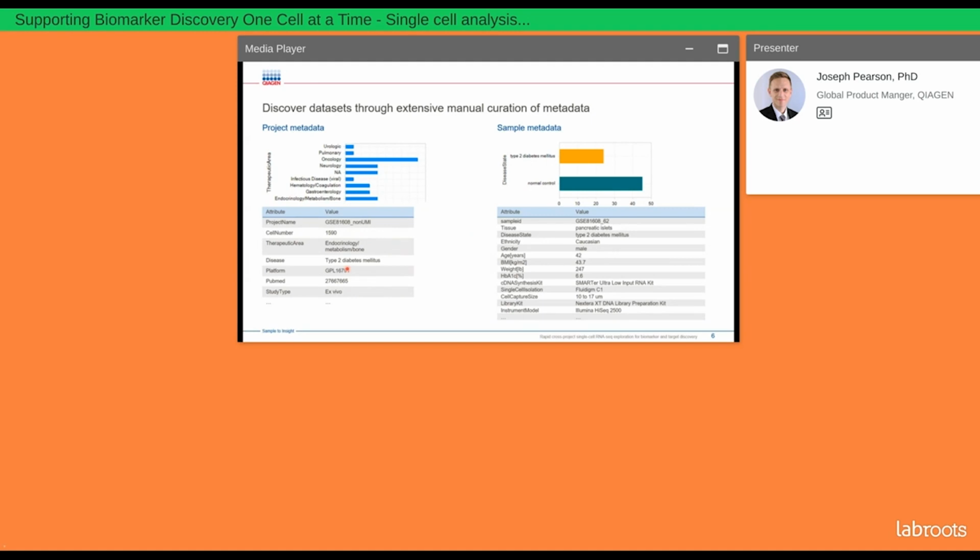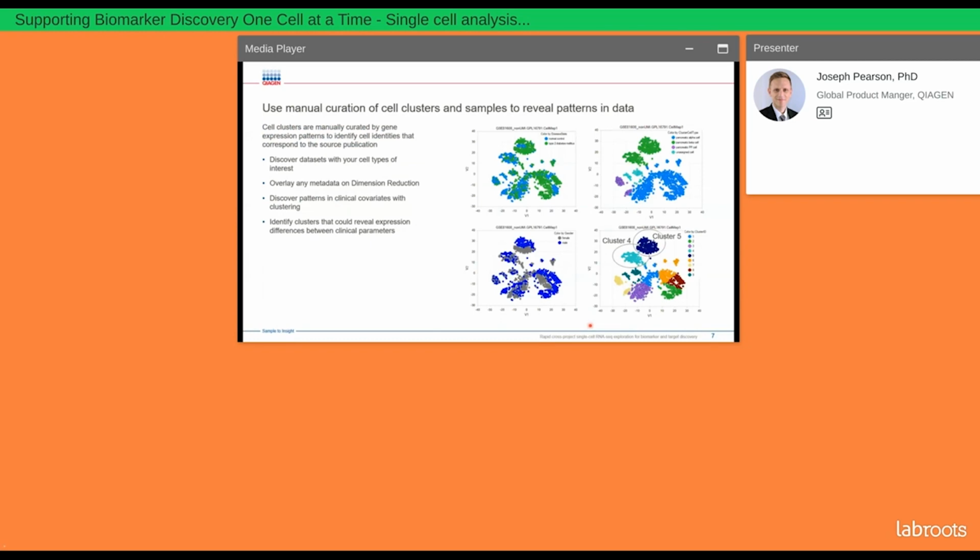You can also explore these studies at the sample level. What are the contents of the experiments that were performed? Over here, we can see on the right a number of samples from a type 2 diabetes experiment. With each sample, we've curated the disease state, the tissue source, as well as extensive clinical parameters for each biological sample and the technical parameters used. But you can also dig deeper into these data sets and look at the actual curated cell types that were identified within each of these samples by exploring the cluster level metadata.